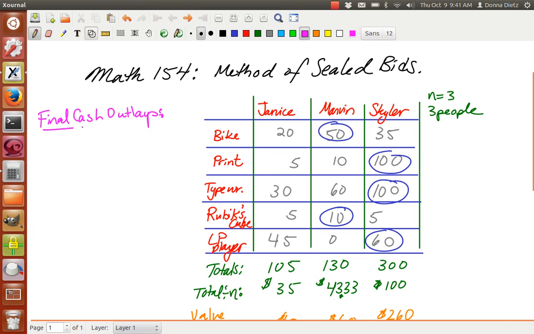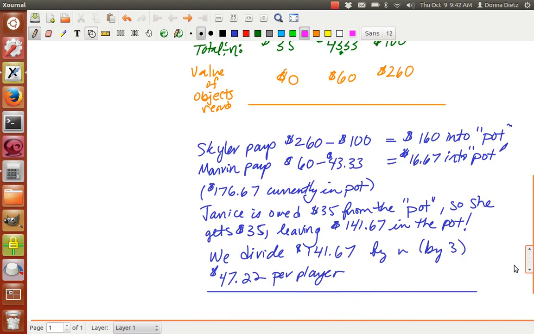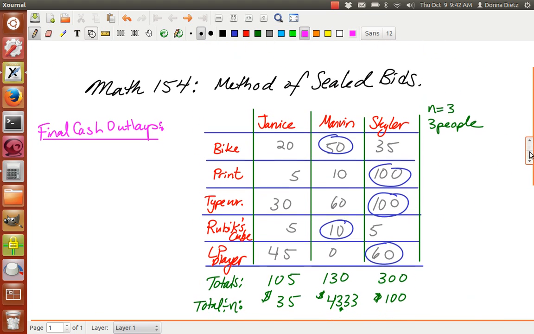And so what this means is the person who receives all these bids does all this work behind the scenes and then comes back to Janice, Marvin, and Skylar and says, okay, Marvin, you get the bike and the Rubik's Cube. Skylar, you get the print, the typewriter, and the LP player. Janice, you get this much money from Marvin and Skylar, and you just do it like that, right? Oh, we got one more thing we have to do. We have to do all this arithmetic.